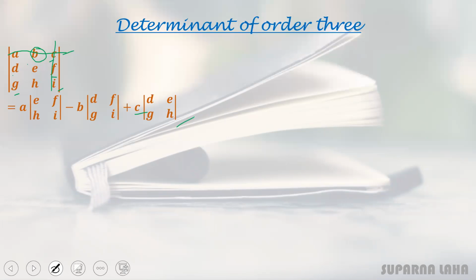Now you know how to find the value of a second order determinant. So write it down. A into EI minus FH. Okay. So minus B into DI minus FG. Plus C into DH minus EG.